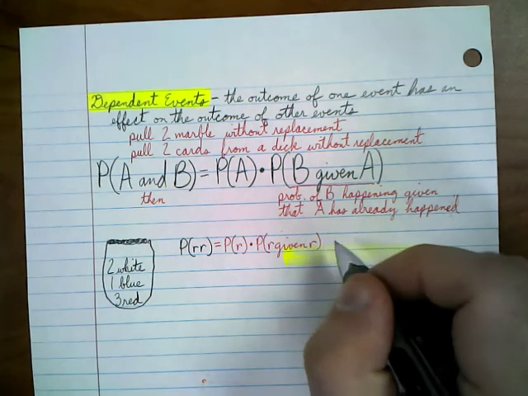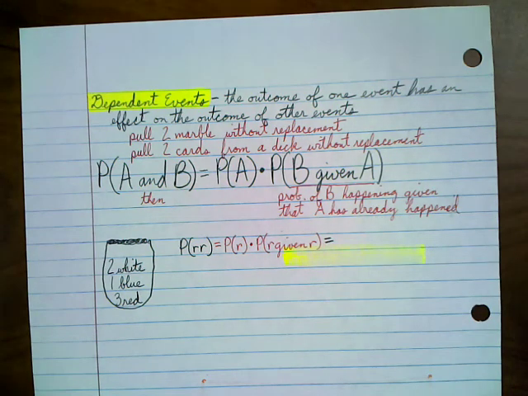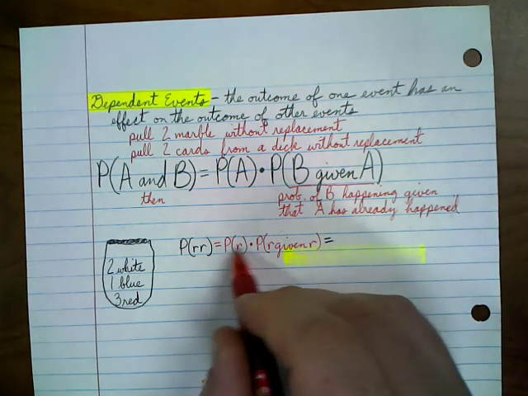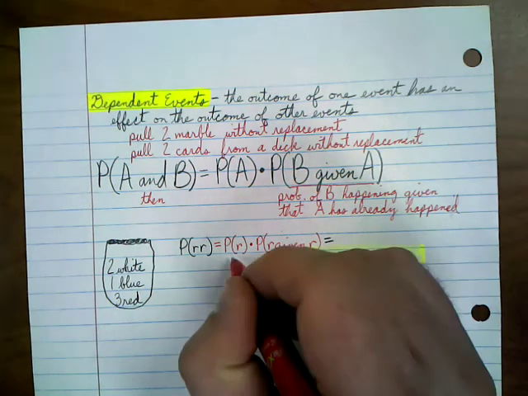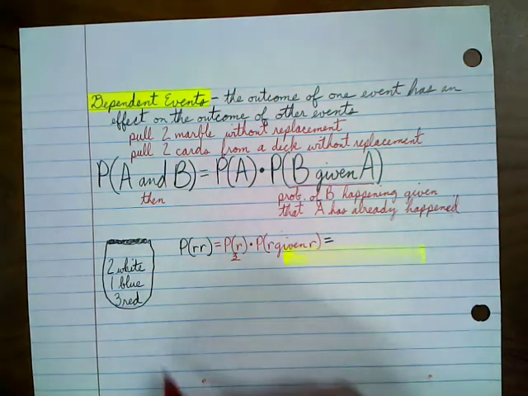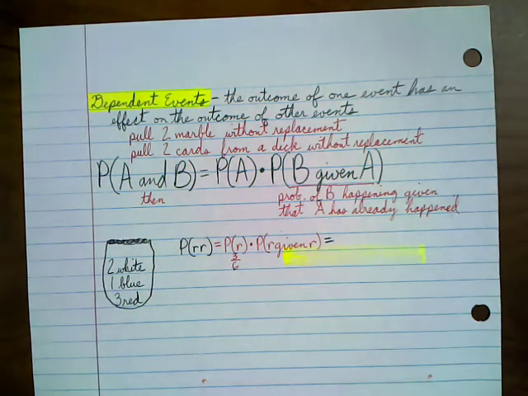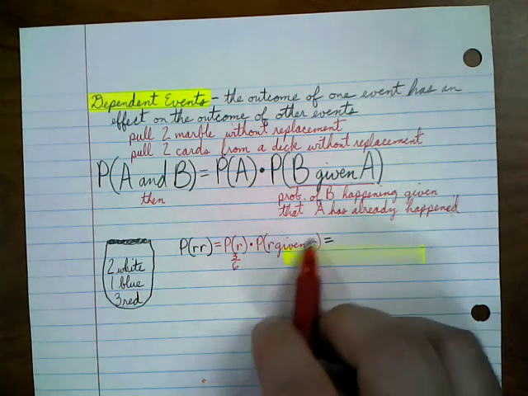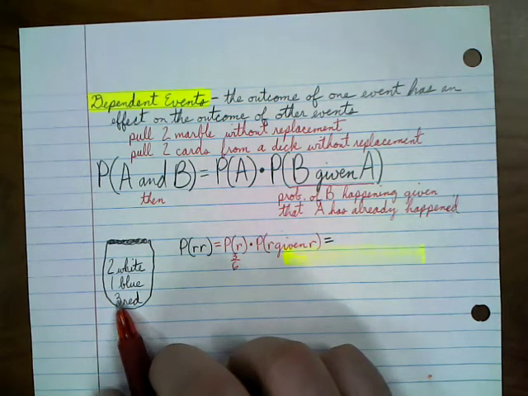So the probability that I'm going to pull a red marble, well, there are 3 red marbles out of, well, 2 plus 1 plus 3 is 6 total. The probability of R given R, though, so if I've pulled a red one out already, there are no longer 3. We've pulled one out, so there's only 2 red marbles left.